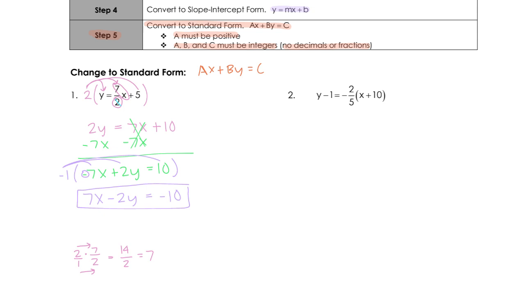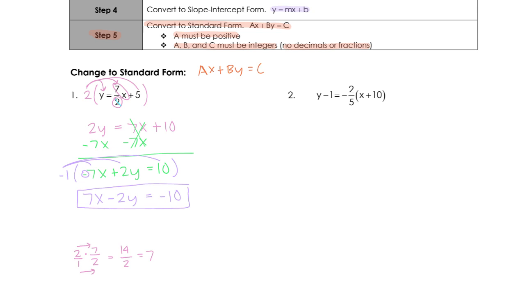Looking at number 2, which, by the way, I didn't mention, number 1 is actually in slope intercept form. So we were already at step 4 there. So we were able to just convert to standard form, sorry. Looking at number 2, this one's actually in point slope form. So we're going to have to start with step 3 and then convert to step 4. Then we can do step 5.